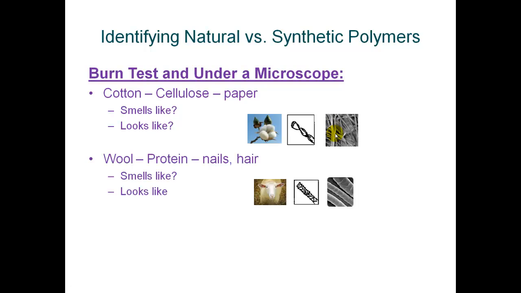Now let's look at wool. Wool is made of proteins. It's essentially the same material, the polymer, that's used to make your hair and your nails. And as you might know, it comes from sheep. So when you burn wool, what would you expect it to smell like? Well, it smells like your hair burning. If you've ever used a curling iron on your hair and maybe heated it up too much, that smell that you get is kind of the same smell that you'll get if you burn wool.